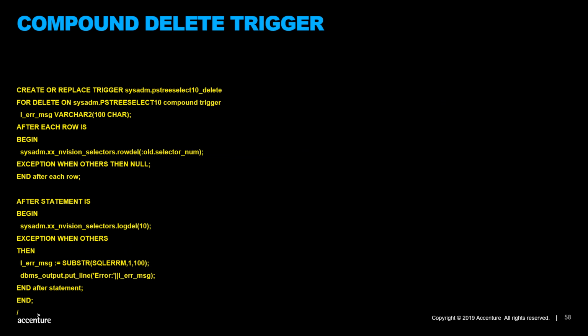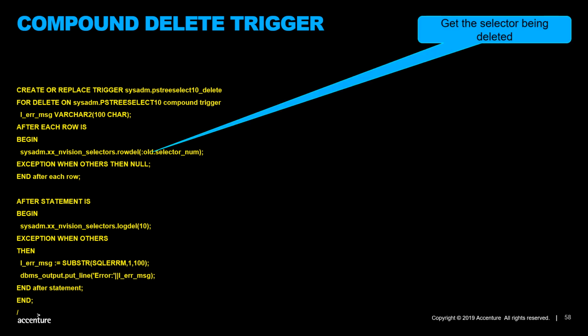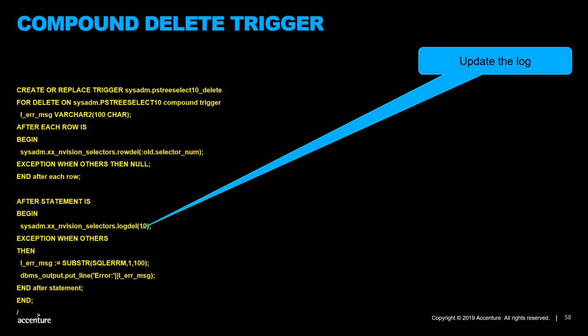There's also a corresponding delete trigger because you need to track the data value being deleted in the after row trigger. You can't see it in the after statement trigger, and then we maintain the log in the after statement trigger.